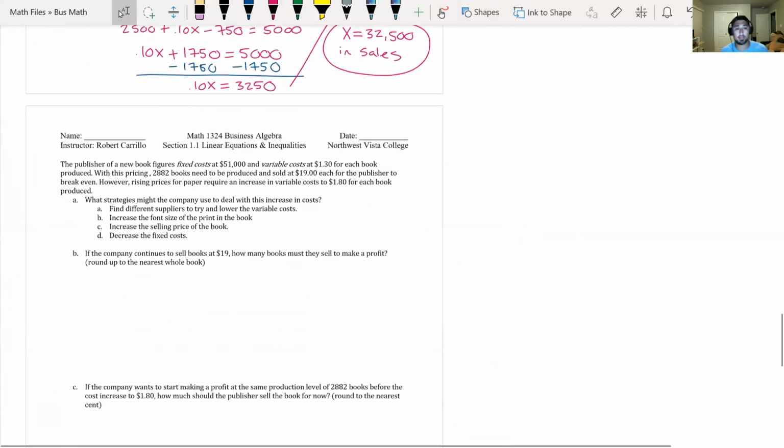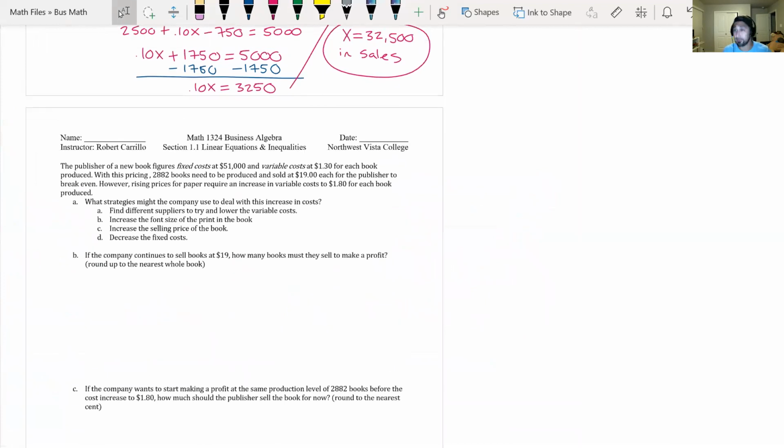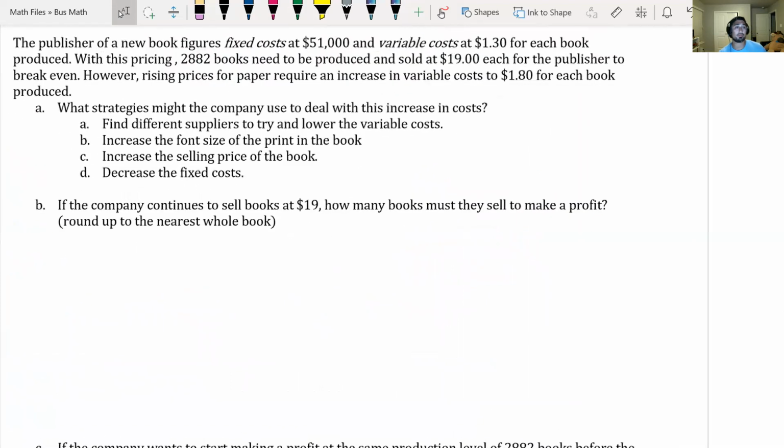All right, last one. Oh boy, it looks long, right? It's not too long. It's just like the first word problem we did. All right. The publisher of a new book figures fixed cost at $51,000 and variable cost at $1.30 for each book produced. With this pricing, 2,882 books need to be produced and sold at $19 each for the publisher to break even. However, rising prices for paper require an increase in variable cost to $1.80 for each book produced. What strategies might the company use to deal with this increase in cost?